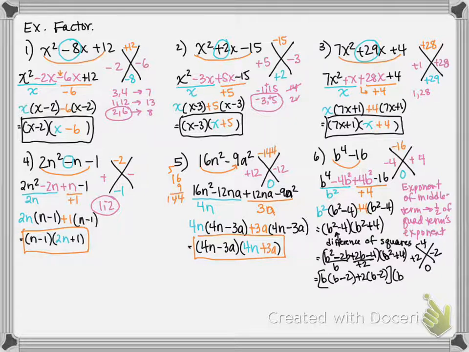And then that's still being multiplied by b squared plus 4, the sum of squares. I cannot factor that. So the common factor is the b minus 2. That puts the coefficients b plus 2, and we still have b squared plus 4.